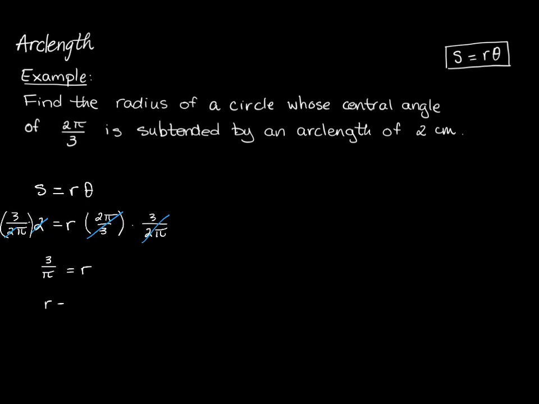Let's turn it around a little bit. 3 over pi, because I need to add a unit here. The arc length, which is a linear measurement, is given in centimeters. So that means my radius is also in centimeters.